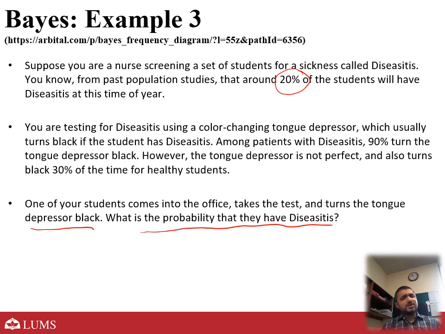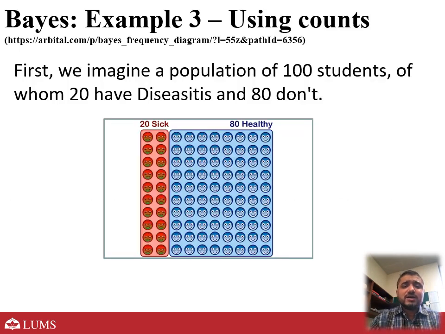ठीक है, बिल्कुल similar problem जैसे इससे पहले आप 2-3 देख चुके हैं. ये बार बार मैं इसलिए करा रहा हूँ कि बिल्कुल ये आपके जहन में क्लियर हो जाए कि how do you use Bayes' theorem in such situations. Alright, so first we imagine a population of let's say 100 students. ये पहले वाले तरीके से कर रहे हैं, of whom 20 have diseasitis and 80 don't. So ये दो classes आ गई. अब इन दोनों में से देख लें कि कितने positive आएंगे.